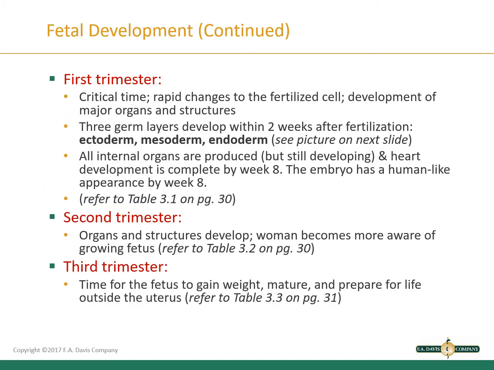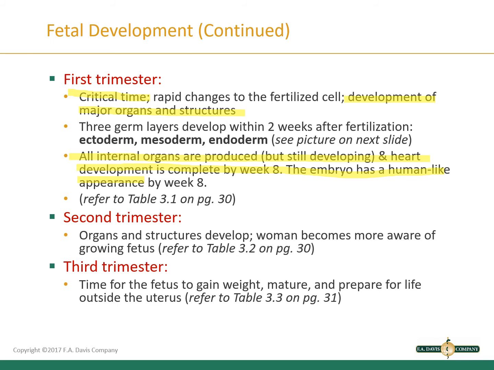Fetal growth and development in the first trimester is a critical time. It's where rapid changes are occurring and development of major organs and structures are being produced. I'm not so worried about you remembering these three germ layers. What is important is this right here. All internal organs are produced. They're still going to continue to develop, but all internal organs are produced, and heart development is complete by week 8. By week 8, the embryo has a human-like appearance.